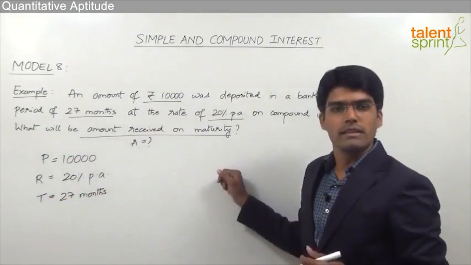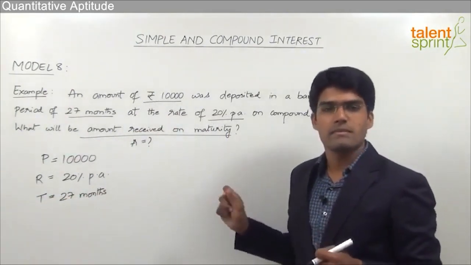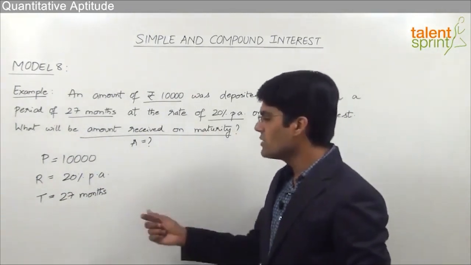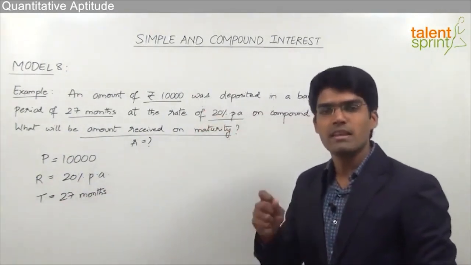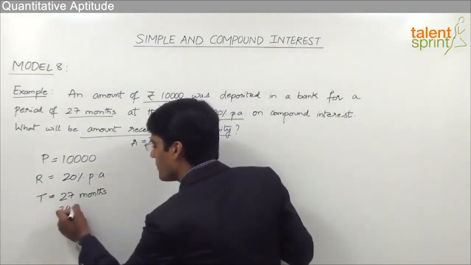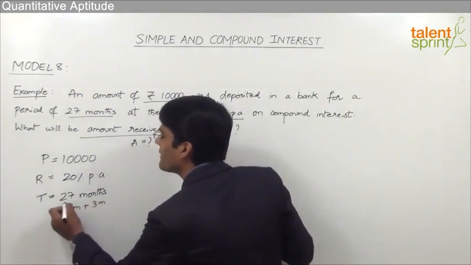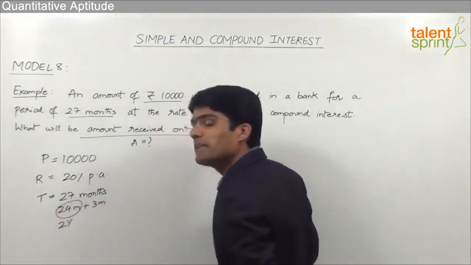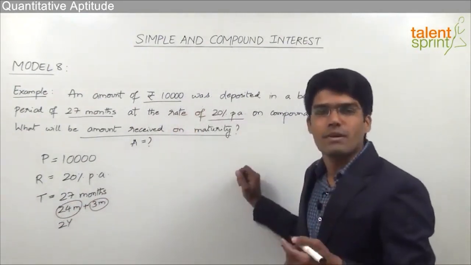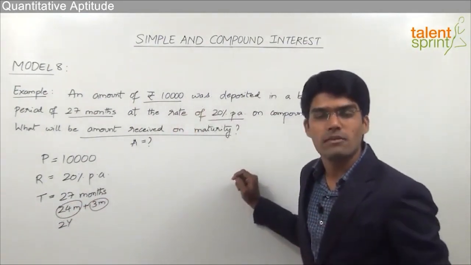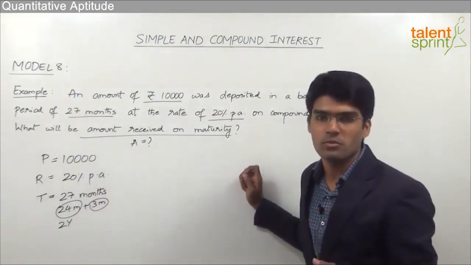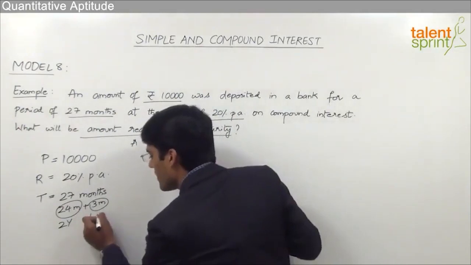As we have already learned in the initial modules, the time that we substitute or use in the formula should always be in terms of years. So let us try to convert this time period of 27 months in terms of number of years. Now 27 months is nothing but 24 months plus 3 months, and 24 months can be taken as 2 complete years, and 3 months. 3 months again is 1 quarter of a year or 1/4 of a year. As 1 year has got 12 months, 3 months will be equal to 3 by 12, that is 1/4 of a year.